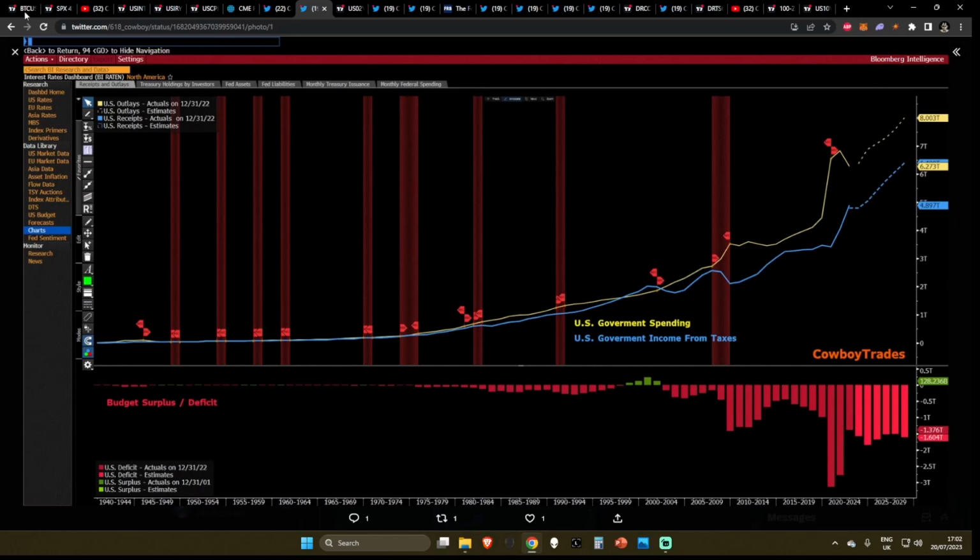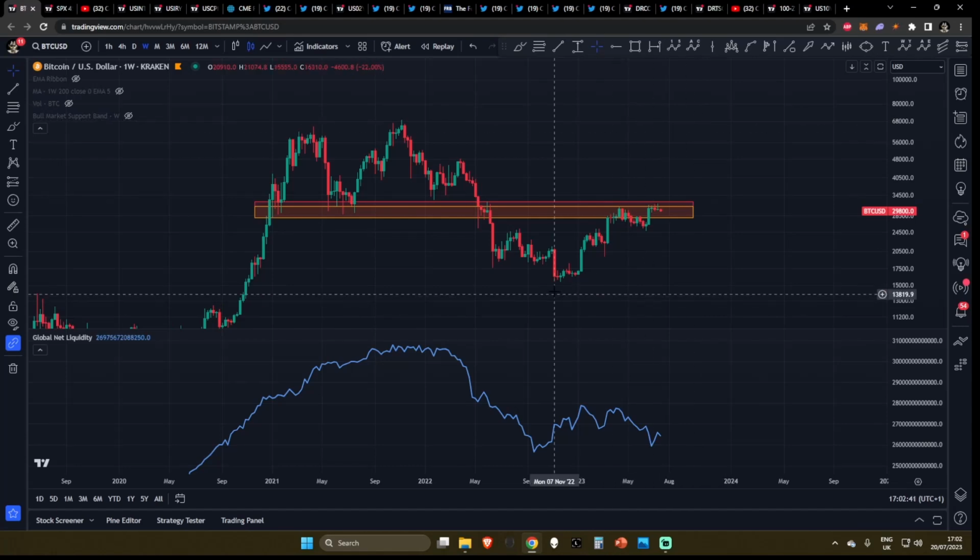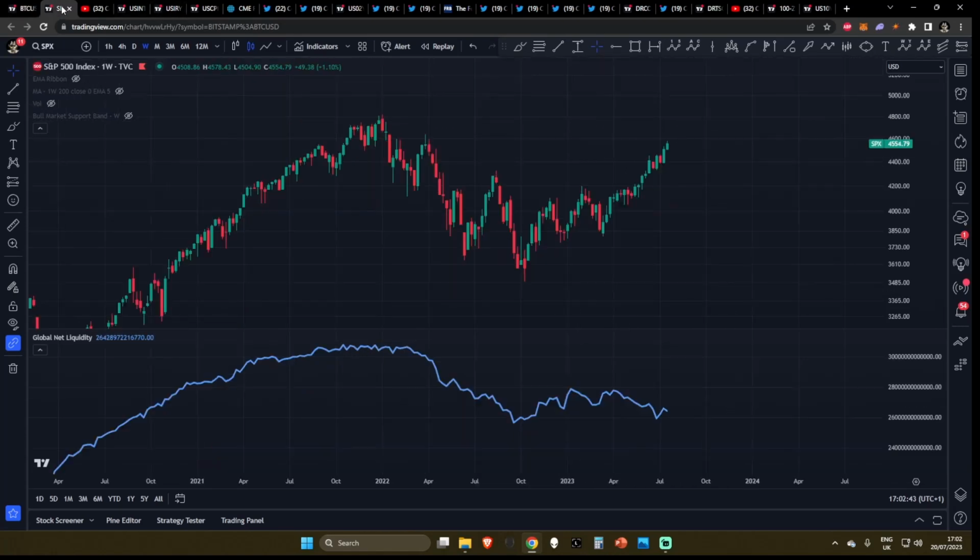So, the markets are currently disregarding global net liquidity. This is going to be the topic of today's video. Throughout 2023, we've seen a rally in both Bitcoin and equity market prices, despite the fact that we are currently witnessing an exponential contraction in global net liquidity.